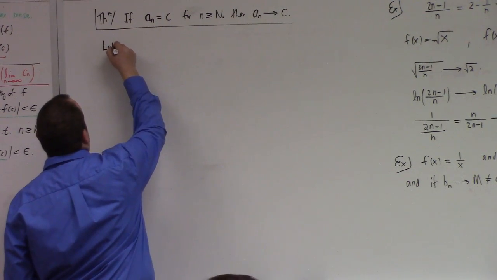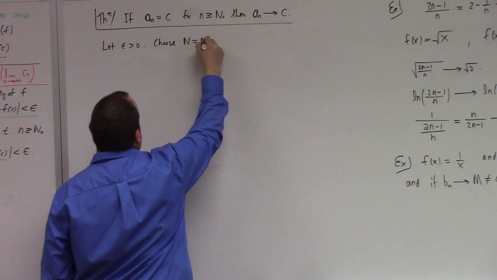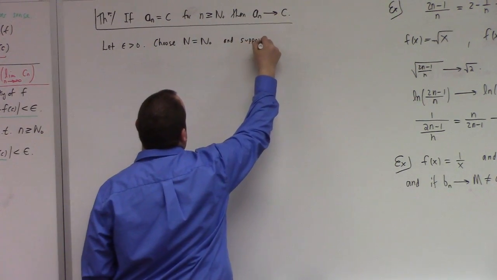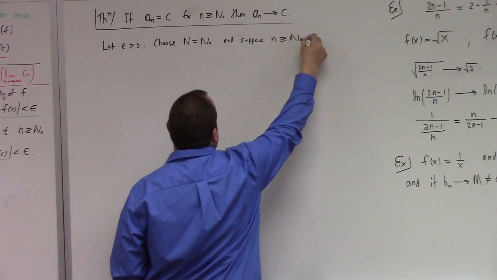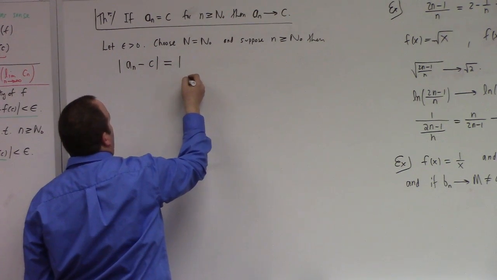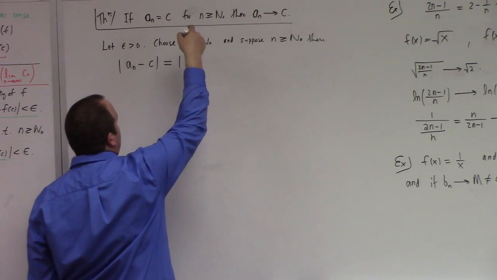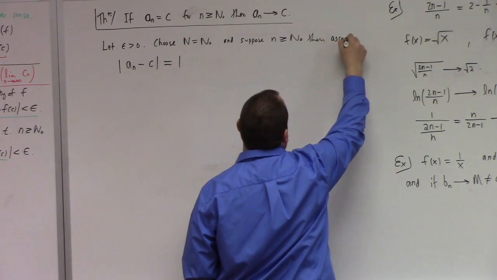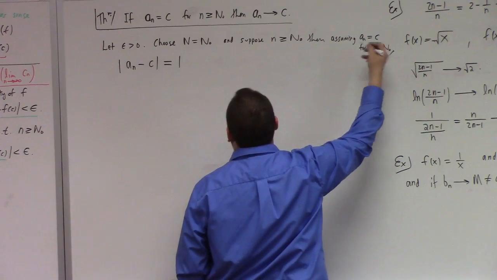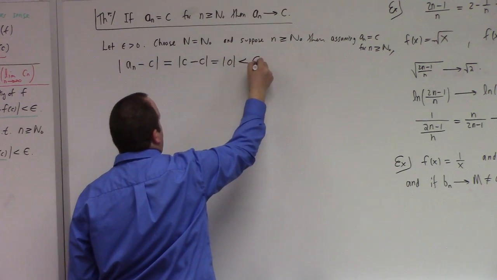So here's the proof. You let epsilon be greater than 0. Choose n equal to n naught, really, all right? And suppose n is greater than or equal to n naught. Then the absolute value of a sub n minus c is what? Well, I'm assuming a sub n is as in this theorem here, right? I should say assuming a sub n is equal to c for n greater than or equal to n naught. This is equal to c minus c, which is 0, which of course is less than epsilon, so we're done.